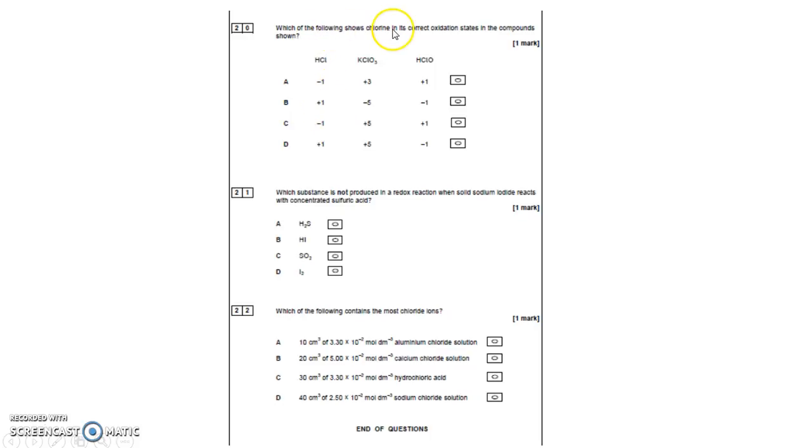Which of the following atoms is correct oxidation state shown? Well, for Cl, H is always +1, so Cl must be -1, so it's either A or C straight off. K is in group 1, so it's going to form +1. O is in group 6, so it's going to form 2-. So 3 lots of O 2- is -6, add 1 is +5, +5 add 1 is +6 to balance out the 6 minuses. So it's got to be that one. It's got to be C.